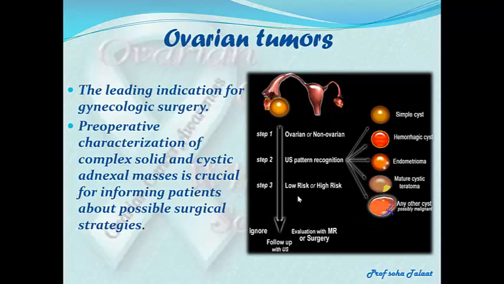And then step 3 came to see if it is a low risk lesion and we can follow just, or a high risk lesion which needs further surgical staging. And then we have evaluation with MRI or surgery, and we have follow-up ultrasound for the cases that look benign and need only follow-up, and some lesions which are the physiological lesions we can ignore completely.